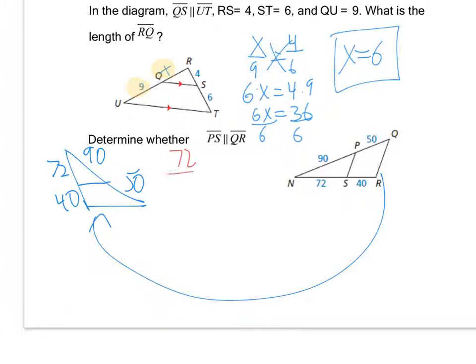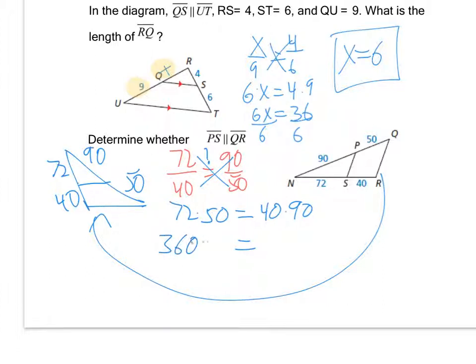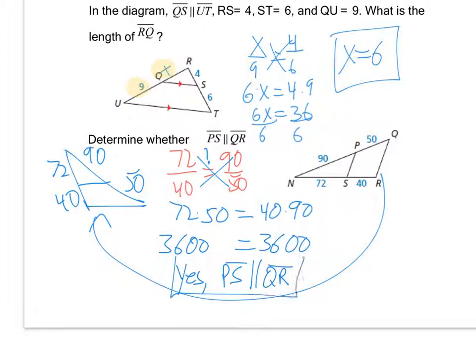So we've got 72 over 40 equals 90 over 50. How do we solve a proportion? Well, here, by the way, we're checking. We should put a question mark there. We don't know. So we can check by cross multiplying. 72 times 50, is that equal to 40 times 90? Let's check that out on your calculator and we'll see if it is. And it turns out that, yeah, both of these are 3,600. So, yes, PS is parallel to QR. All right? There we have it.